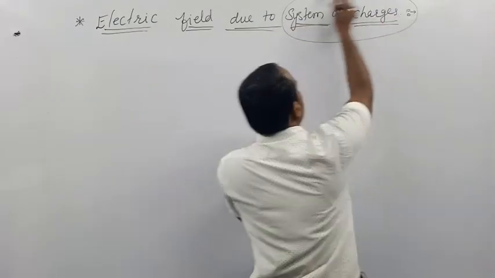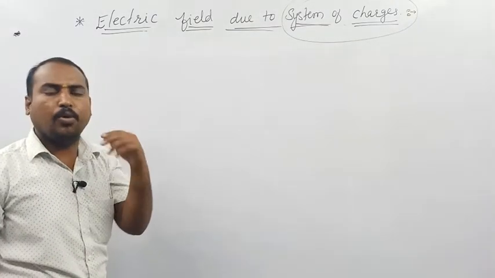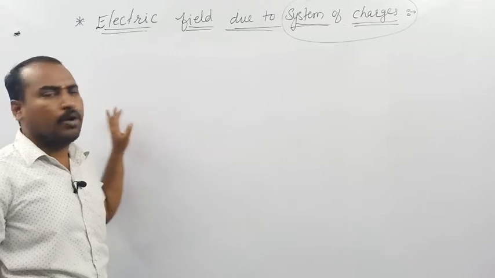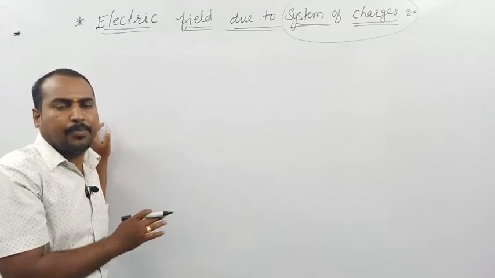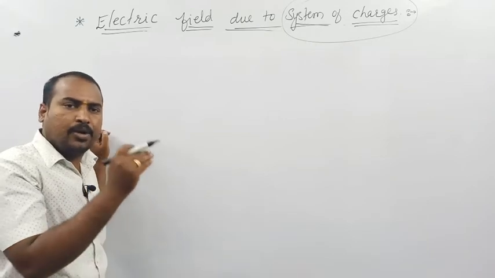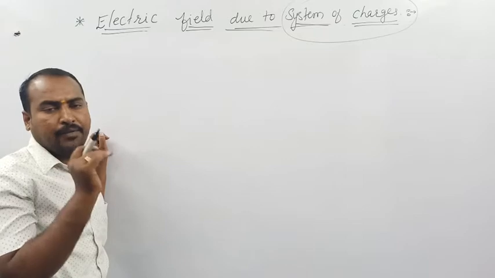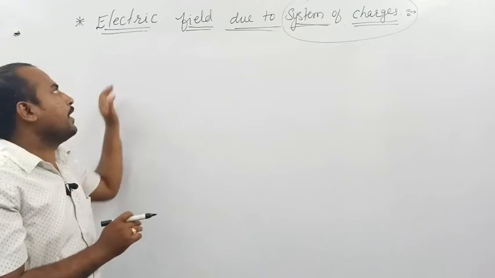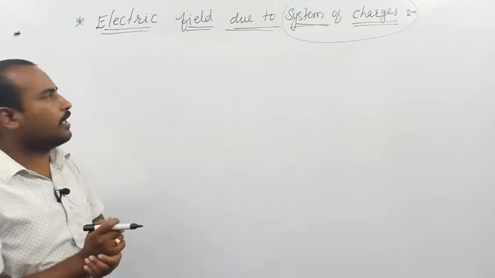What does it mean? System of charges means a group of charges, more than one charge. So we are calling here, due to a number of charges brought towards a point P, on that point P how much electric field, or we call it electric field intensity, is there, that we have to find out. So at a particular point due to a number of charges, let me consider here.